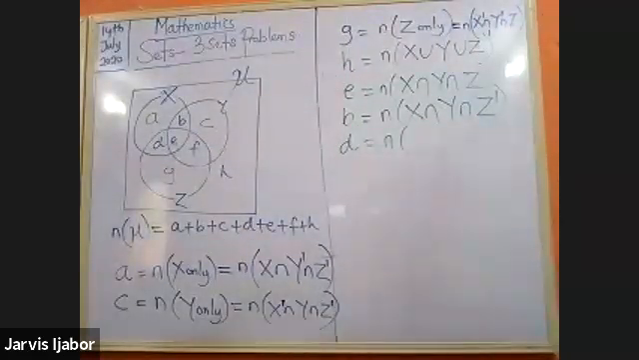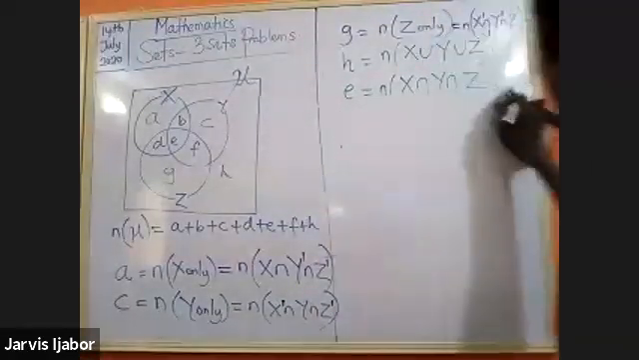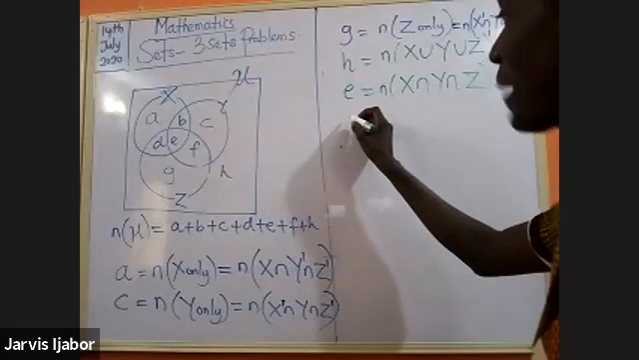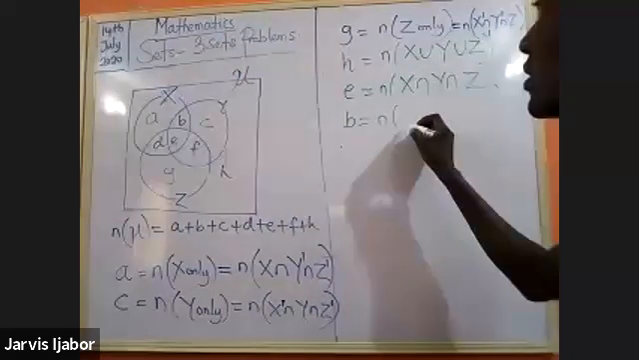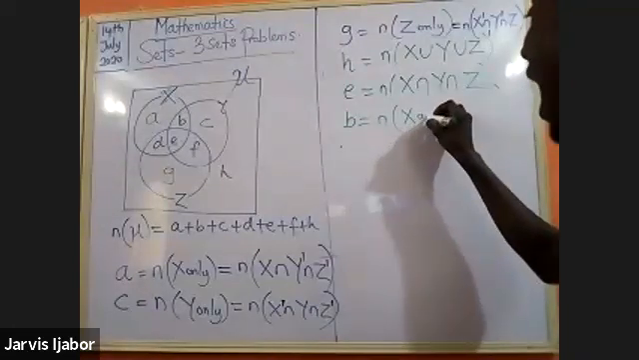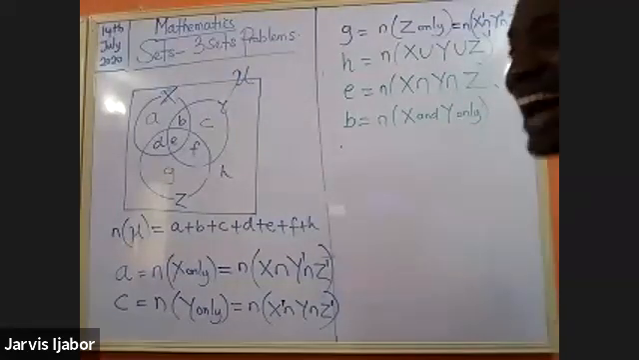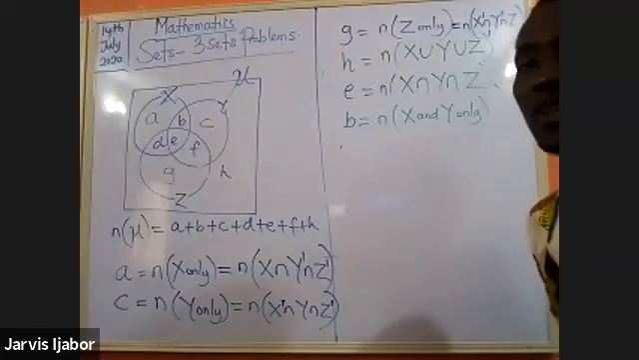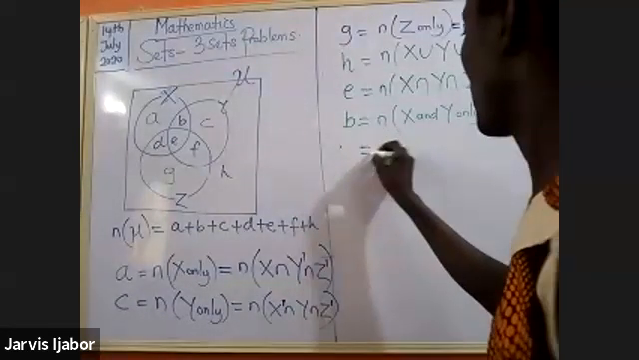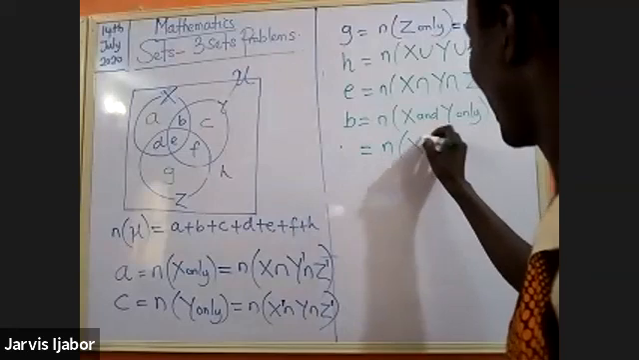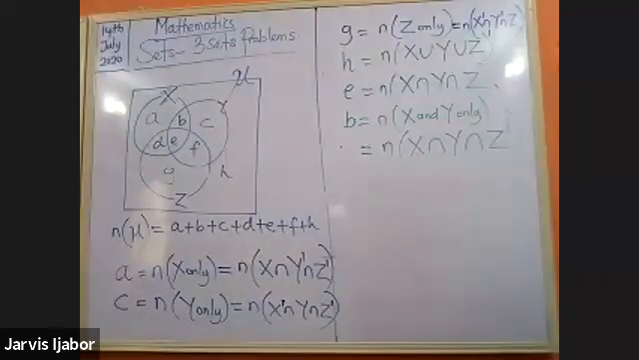Okay, I forgot to tell you something, because sometimes in exam, they can ask you a question. So let me take that back a little. Let me go back to B. B refers to number of what? X and Y only. That means if they don't have any relationship with Z. So that will be equal to number of X intersection Y, but not in Z.